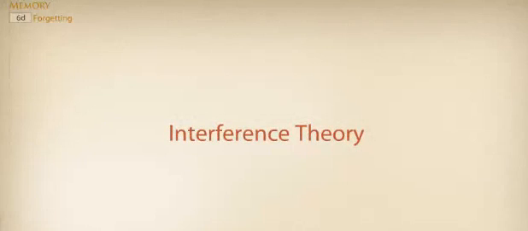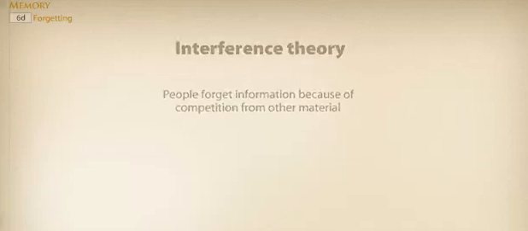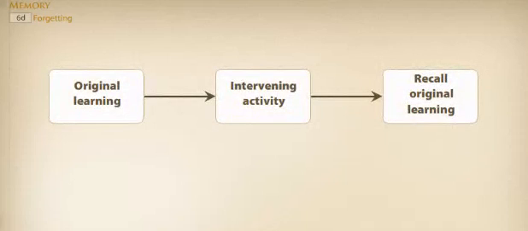So let's talk a little bit about interference. This idea of interference theory proposes that people forget information because of competition from other material. Hundreds of studies have shown that interference influences forgetting. In many of these studies, researchers have controlled interference by varying the similarity between the original material given to subjects and the material studied in the intervening period.